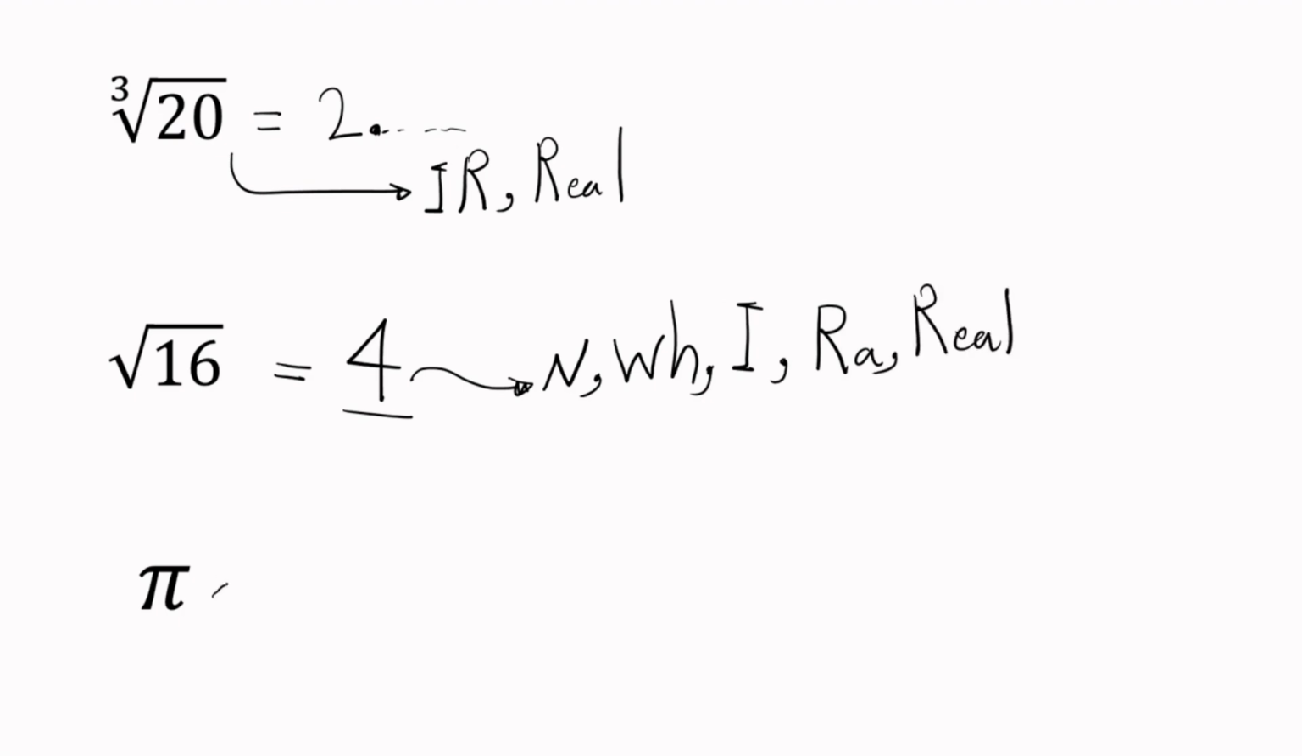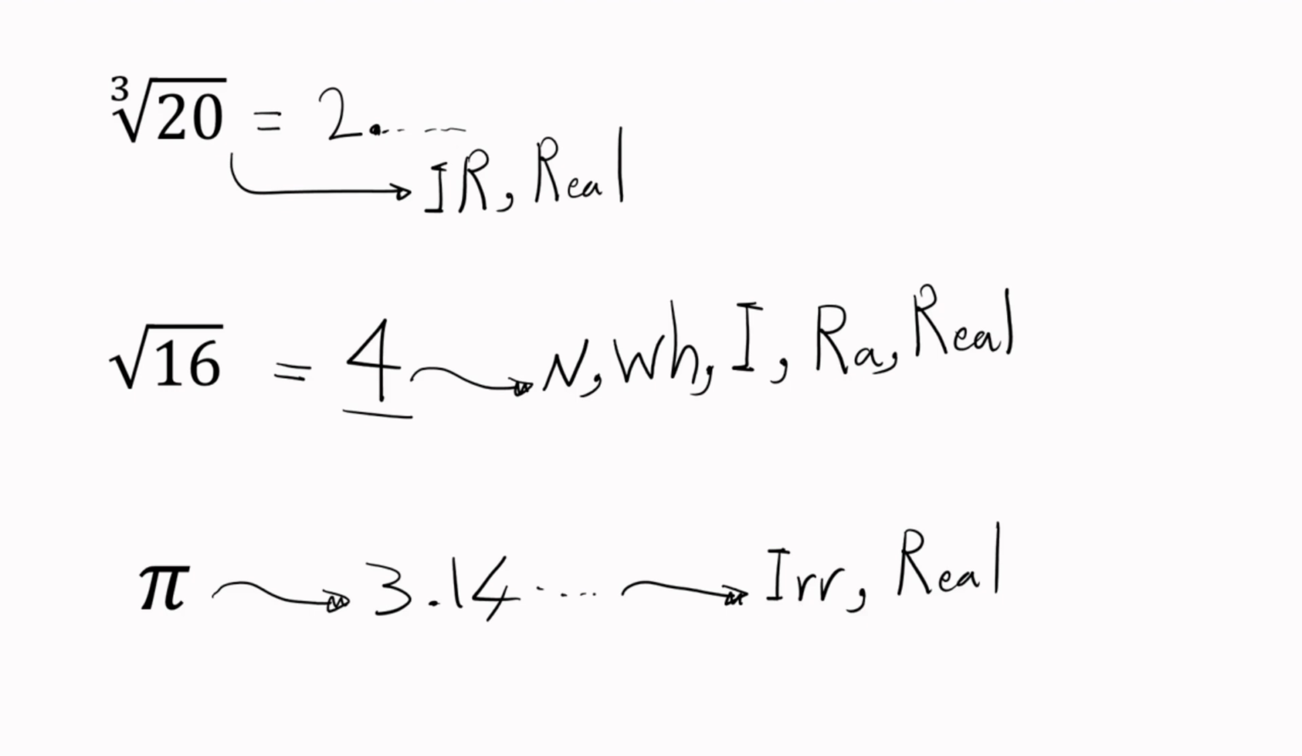What about pi? As I told you, pi is 3.14 and it's not terminating and you cannot see any pattern here. So definitely it's a really famous example of an irrational number, and definitely it is a real number because irrational numbers are a subset of real numbers. When something is irrational, definitely it's going to be a real number.